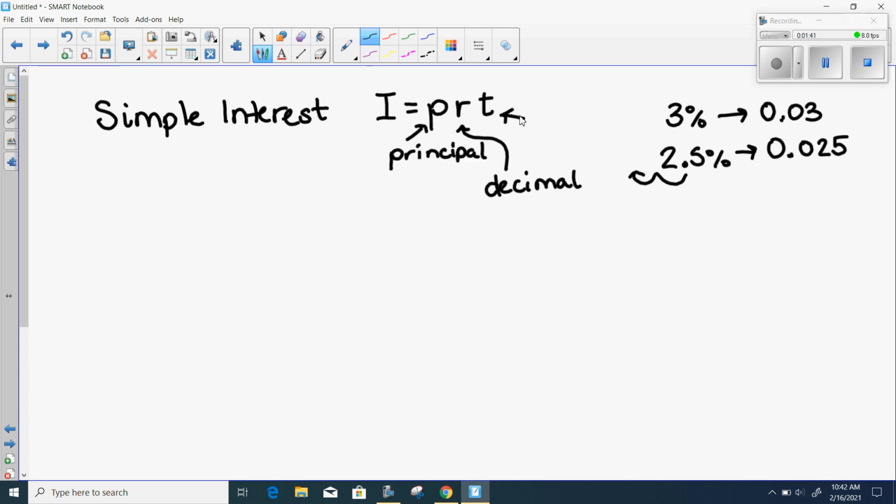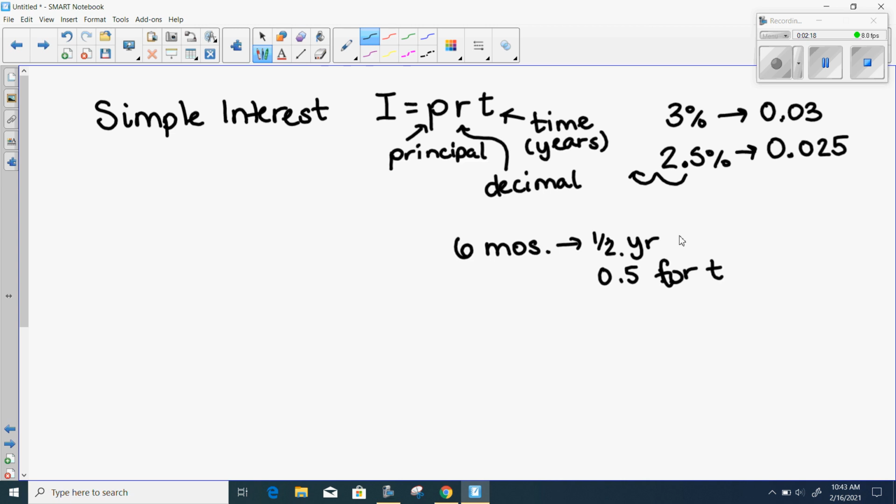The t, in pretty much all of our formulas, all that we'll see this semester, is going to be time. The important thing to remember in our interest formula is time always has years for a unit. So 4 means 4 years, and 9 means 9 years, and 1 means 1 year. If I wanted to only put my money into the bank for 6 months, then I would say that's half a year, or 0.5. So t is equal to 1/2, or t is equal to 0.5.